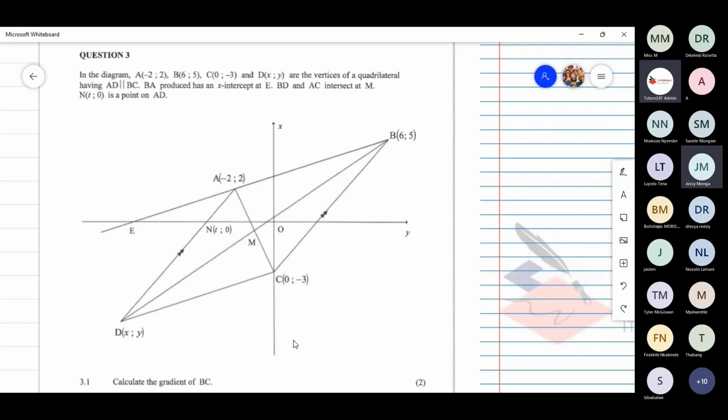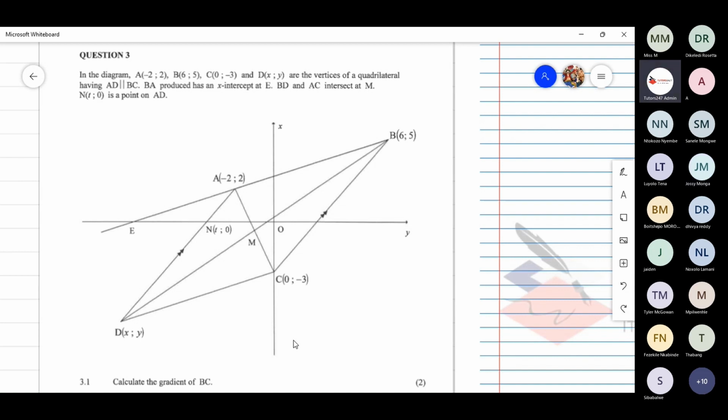So if you went through the formula sheet that I shared in the group, you should know, based on the property of parallel lines, it means that the gradient of AD is equal to the gradient of BC because the lines are parallel.